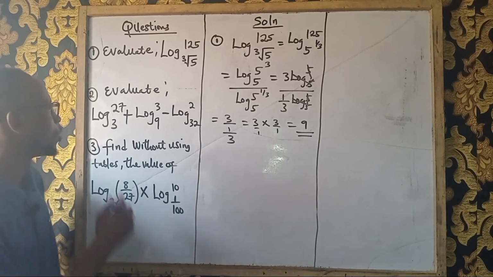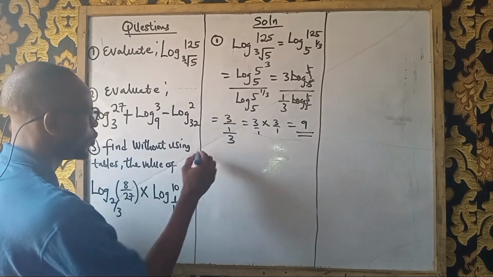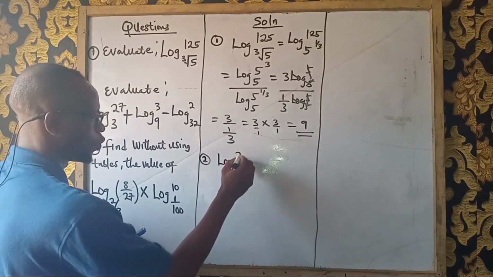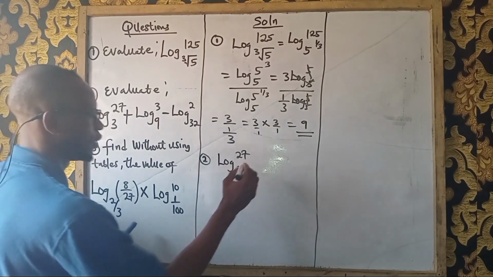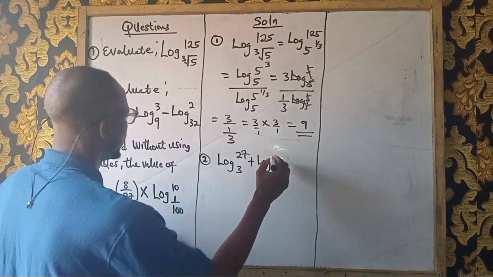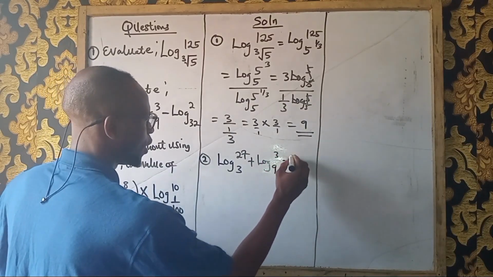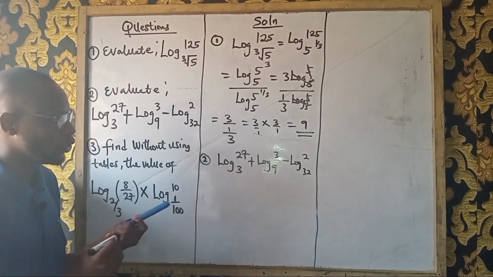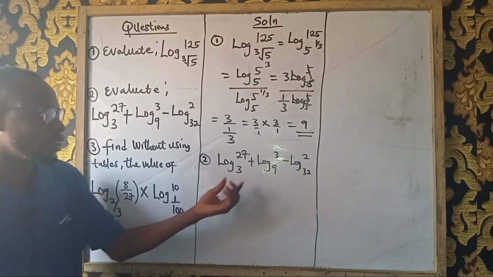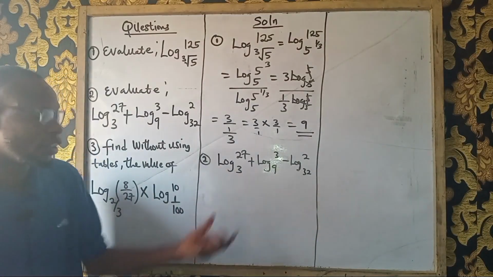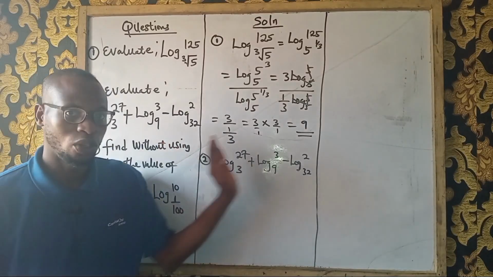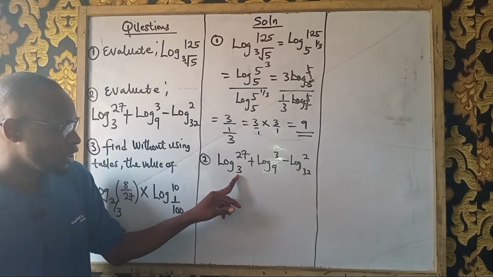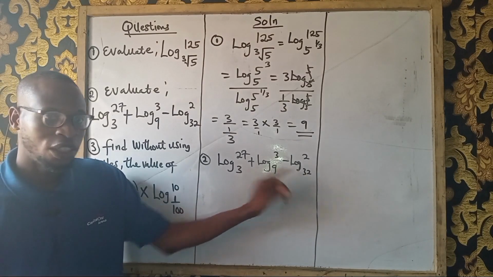So let's move on to the next question. It also says we should evaluate log 27 in base 3 plus log 3 in base 9 minus log 2 in base 32. Before you solve this, it looks like the first examples I did on logarithm, because everything is log, but you have to note the base first. This is base 3, this is base 9, this is base 32. They are not of the same base.